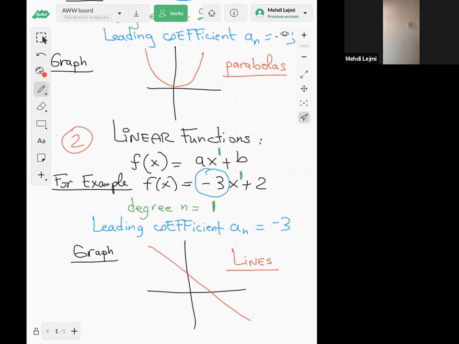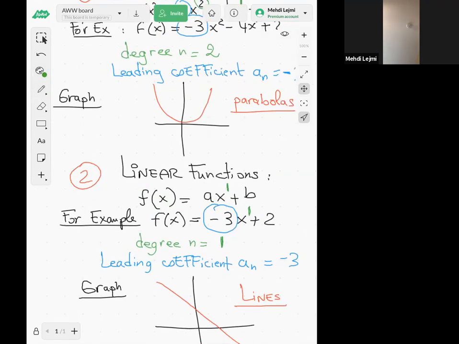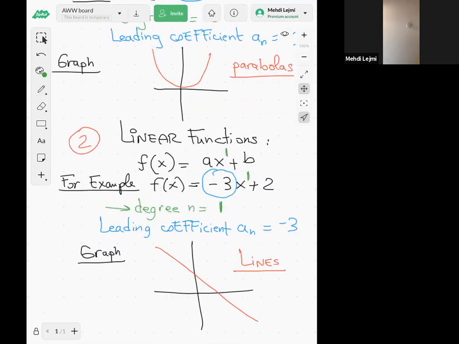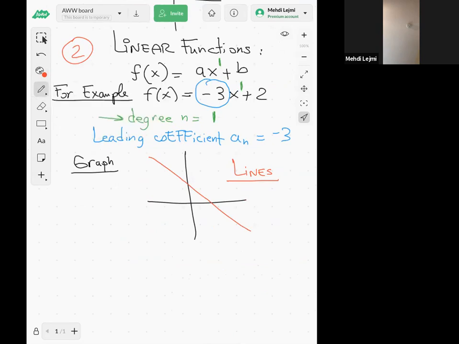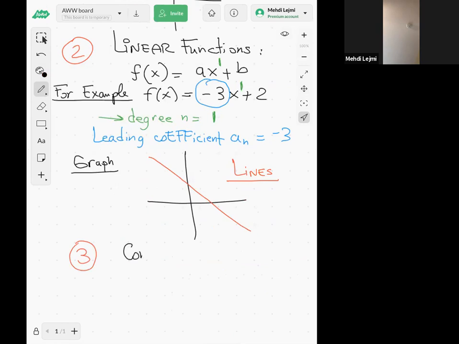Last example. So we have linear functions, and then last example. For quadratic functions, we said the degree is 2. For linear functions, we said the degree is 1. Now, can we have degree equal to 0? Yes. And that's what we call constant functions. So the third example here would be the constant functions.